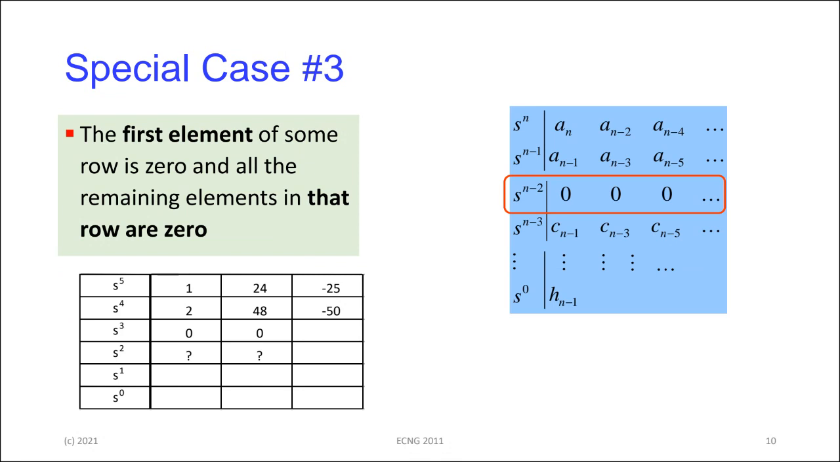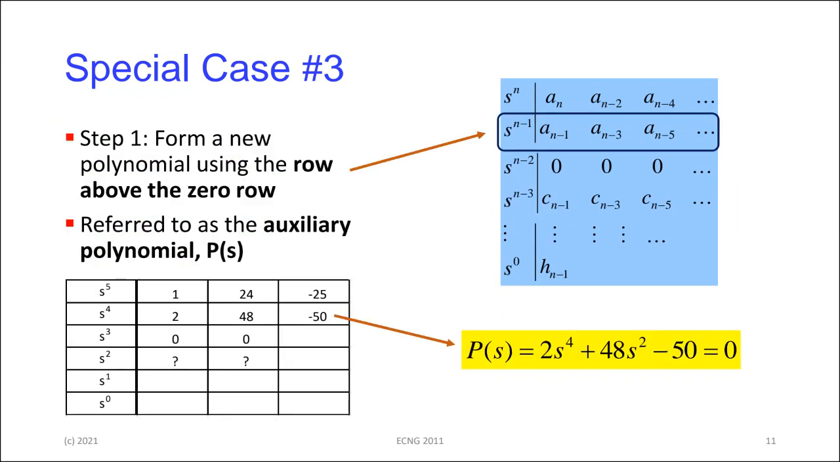What you do now is look at the row that is 0, and then look at the row immediately above that. The row above it has coefficients 2, 48, and minus 50. So you write out a polynomial for that row. Remember how we derived it in the first place? This is 2s to the power 4 plus 48s squared minus 50. We call that the auxiliary polynomial.